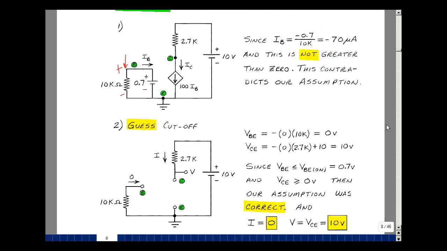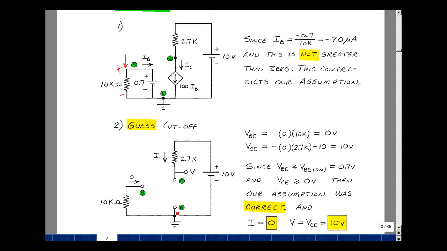Go back to the chapter 3 lecture notes on page 19. The model for cutoff is just simply open circuits between the base and emitter and the collector and emitter. So we take the same schematic we had and just erase the voltage source and the current source. The current coming in here is 0. Of course, the current coming in here is 0. I need to show that the base emitter voltage is less than or equal to VBE on, and the collector emitter voltage is greater than or equal to 0.